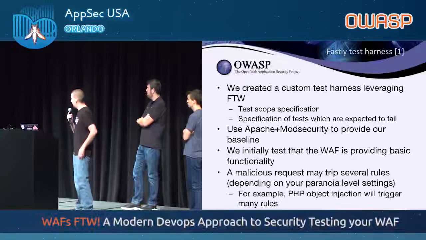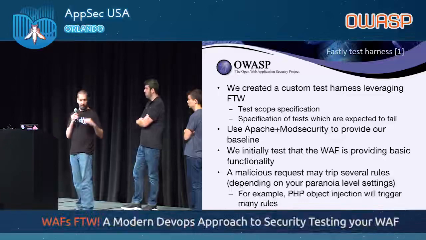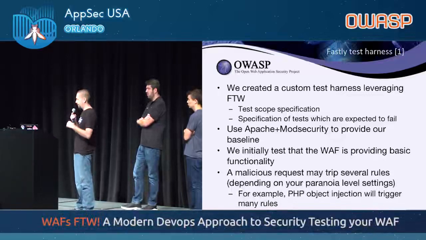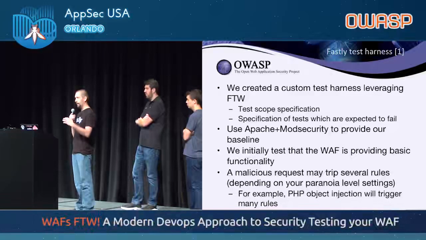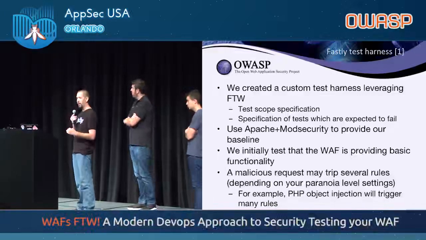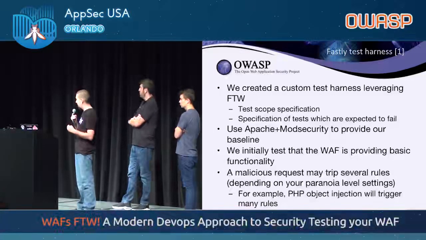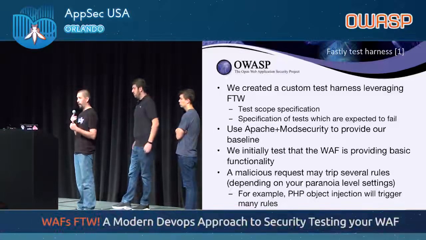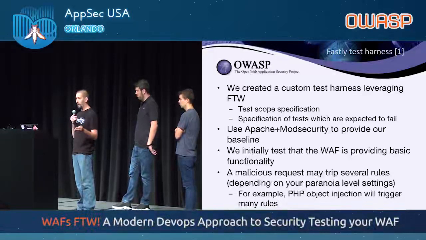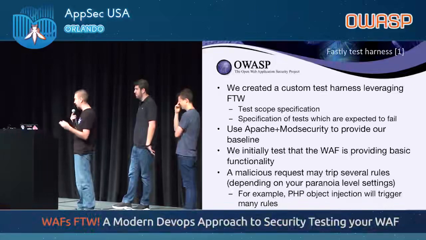So to do that, we created a test harness, and our harness is slightly different from what Zach describes. It's basically a wrapper that pulls the FTW code in and uses it. But it also does a bunch of other things that we needed it to do. Test scope specification was mainly for configuring which rules we wanted to test. In some cases, we might not use a certain CRS rule for various reasons.